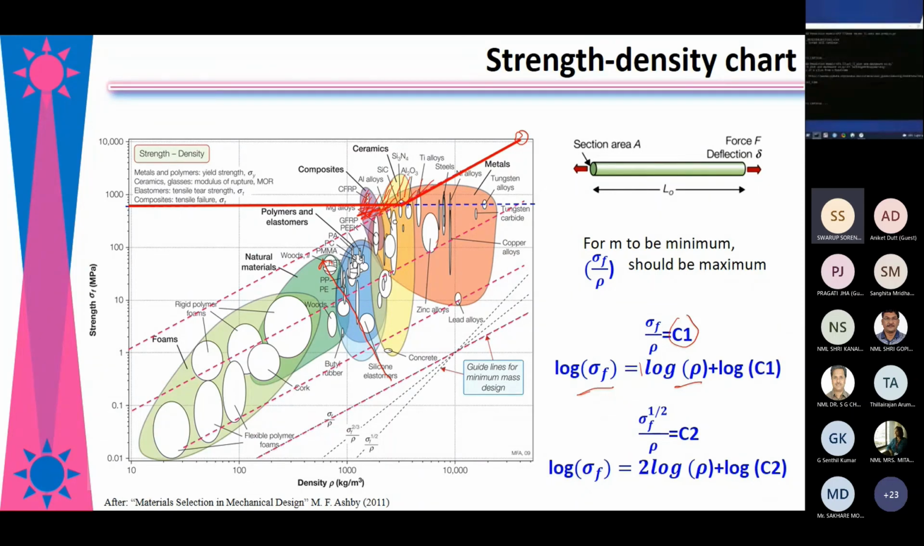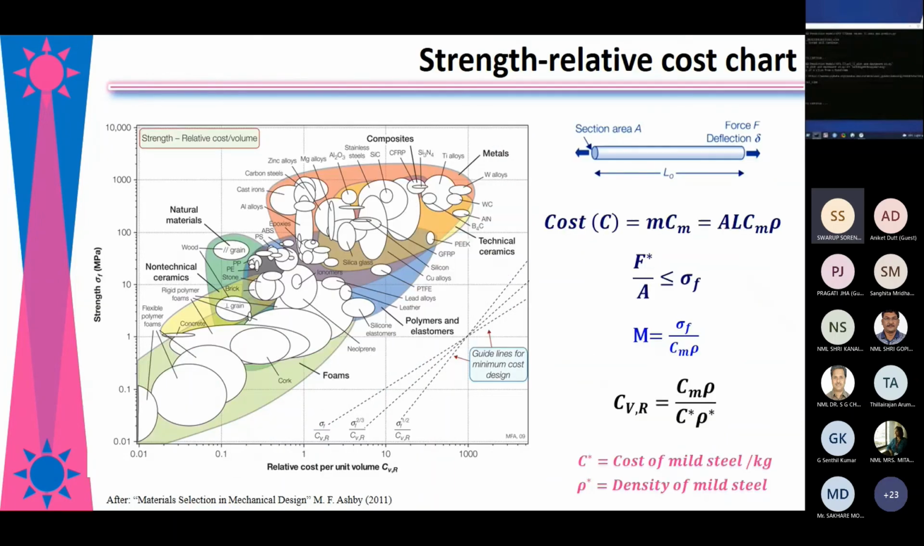And the second thing you can do is, for example, a minimum cost design. How to do minimum cost design? The cost of the material will be mass times the cost of the material per unit mass. That is, the cost of material will be added here to the mass. All the other conditions are the same. So the material index will be sigma f by cost of material times rho. What we define here is the relative cost per unit volume.